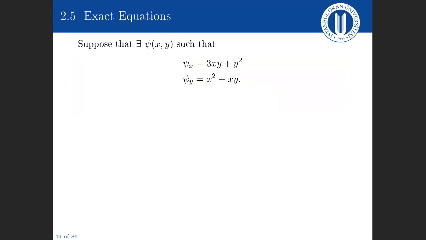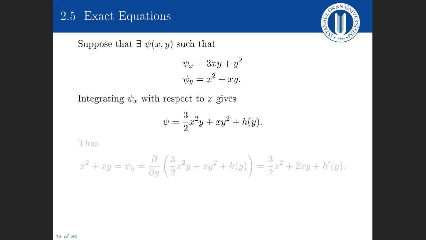We're starting by supposing that there exists a function psi such that these are true. We know this is not true. We know that there actually doesn't exist a psi because the equation is not exact. But let's just pretend that there does exist a psi. Take the first equation, integrate it, and then differentiate it, and we get 3 over 2 x squared plus 2xy plus h prime. And that must be the same as the equation that we started with for psi y. That must be the same as x squared plus xy.